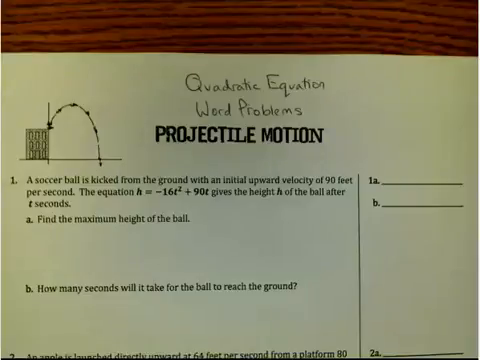Our first one says a soccer ball is kicked from the ground with an initial upward velocity of 90 feet per second. The equation is h equals negative 16t squared plus 90t. That gives the height of the ball after t seconds. So here we have a quadratic equation, but we're using h's and t's instead of x and y's. The h represents the height and the t represents time.